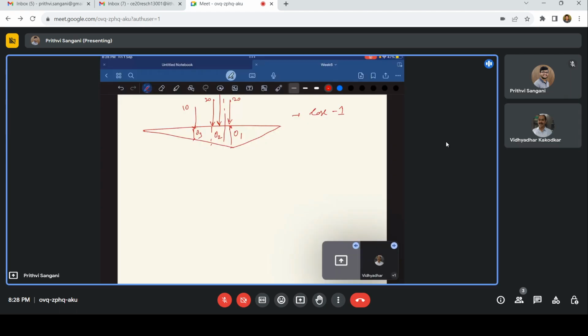Actually, you can do case one and case two, and then maybe you can merge your answers, and then you can take the maximum.